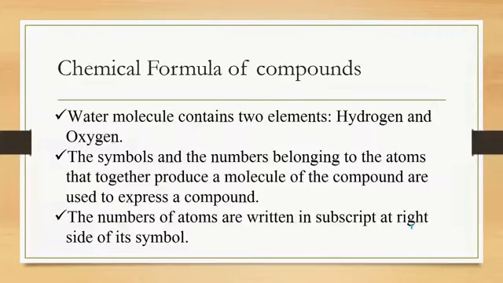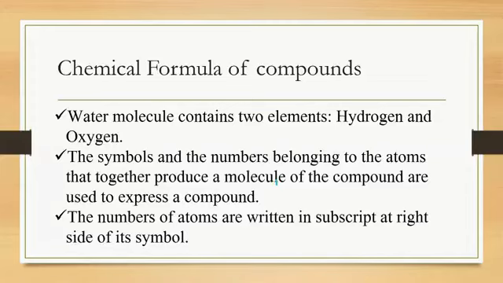Now, chemical formula of compound. How will we write down the chemical formula of compounds? First of all, water molecule, we give as an example. Water molecules contain two elements, hydrogen and oxygen. The symbols and the numbers belonging to the atoms together produce a molecule.